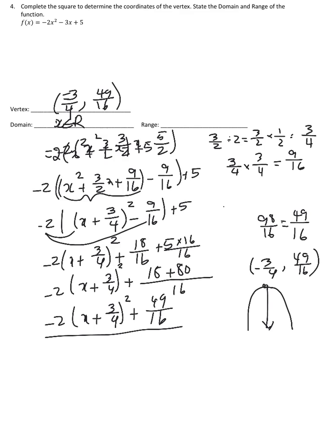I made a mistake here. When you divide this fraction by 2, this becomes 8 and this is 8. So here it is really 49 over 8, and the range is y in R and y less than or equal to 49 over 8. So this one becomes 8 too.